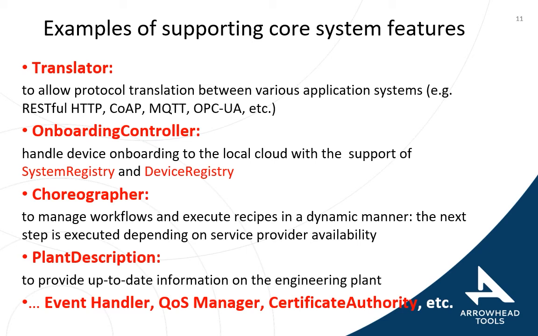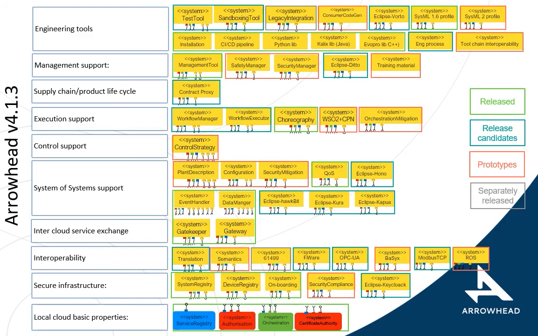And we don't only have supporting core systems within Arrowhead, but we have outside Arrowhead as well. These are listed in here. Those are the released ones, the release candidates, and the prototypes, version 4.1.3. Actually, Arrowhead is now version 4.2, and we are working on version 5 now. So we are extending the system and service listings in here.